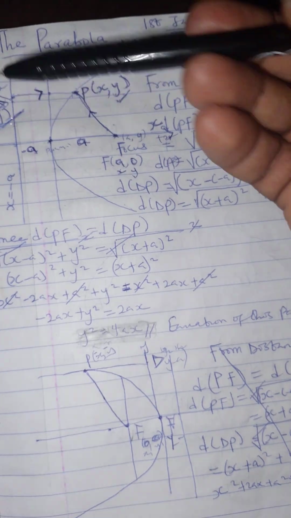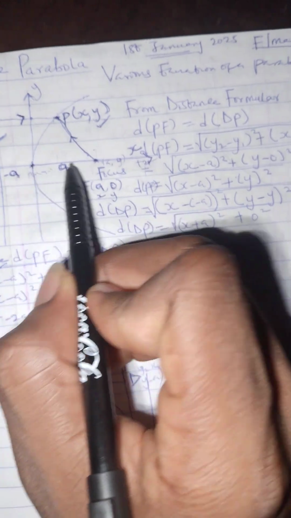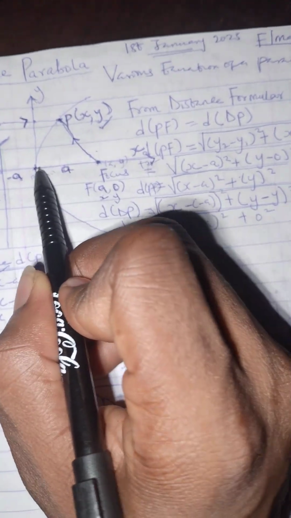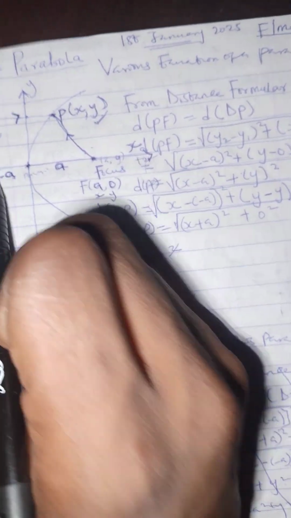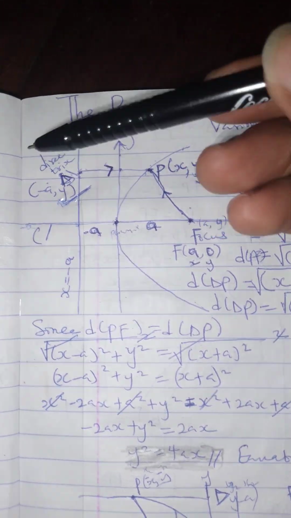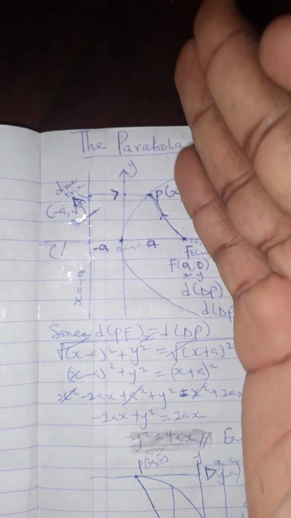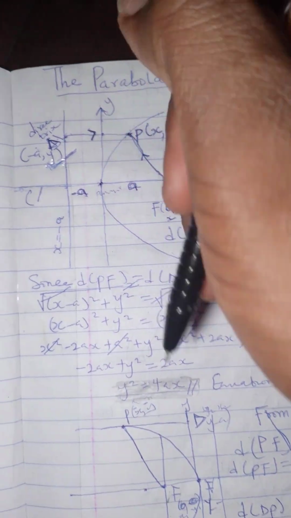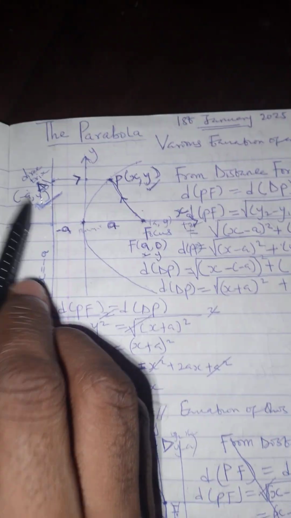x now. Since from here to here, from the focus to the vertex is a, so from the vertex to the directrix is also a, because they are equal. So now if you want to read what the coordinate of x here is going to be, it is going to be minus a. Why? Because this a is falling at the negative x-axis of the graph. So that means we have gotten our coordinate to be minus a.